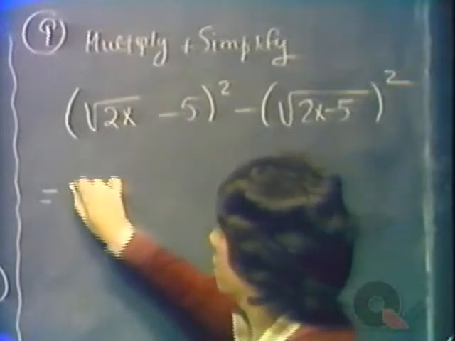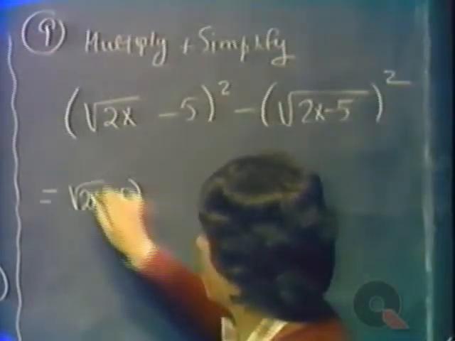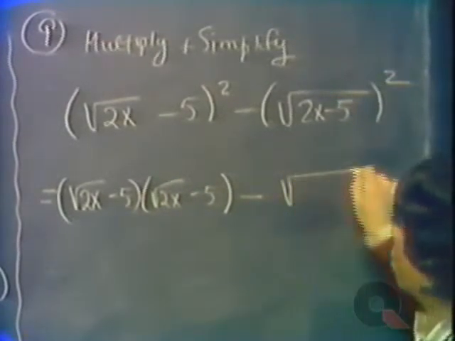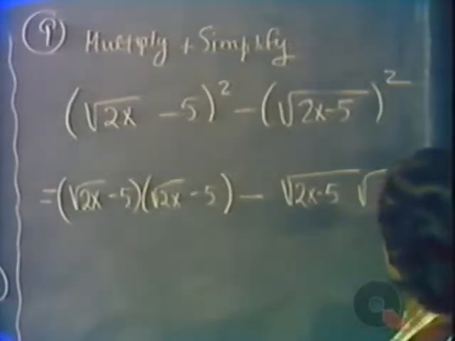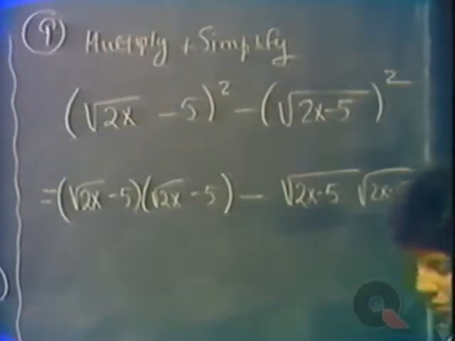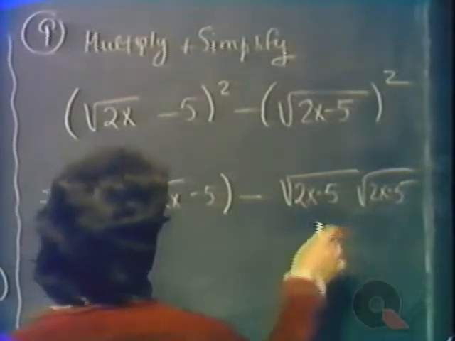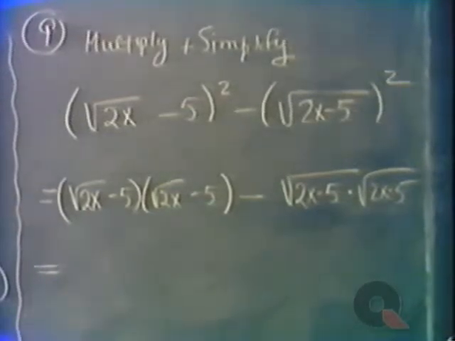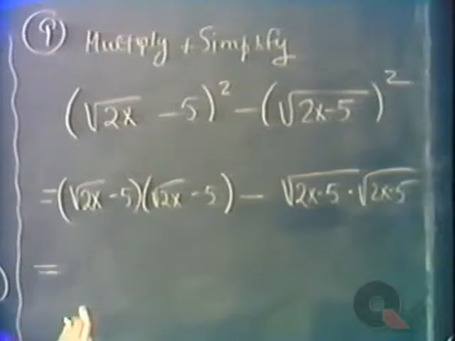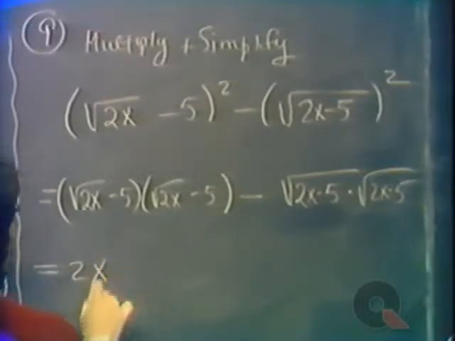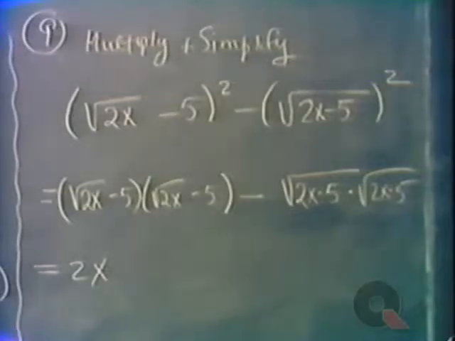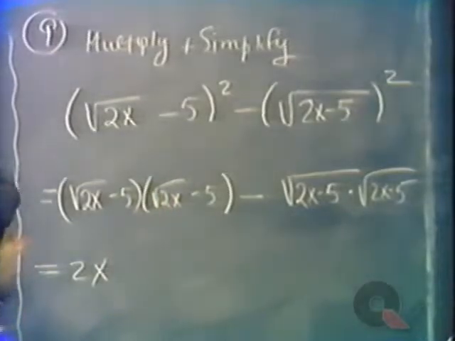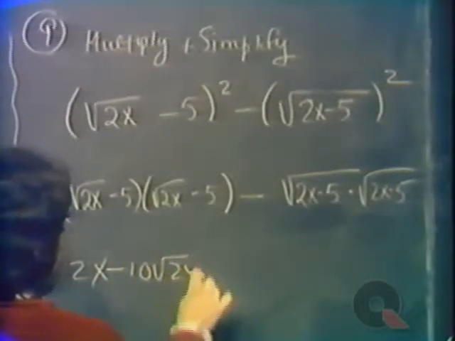Okay, this means the square root of 2x minus 5 times itself. And this, of course, the whole thing, square root of 2x minus 5 times itself. This first one we can handle by FOIL. First, the square root of 2x times the square root of 2x, giving us just 2x. The outer is minus 5 the square root of 2x, and the inner minus 5 the square root of 2x, so we have minus 10 the square root of 2x.